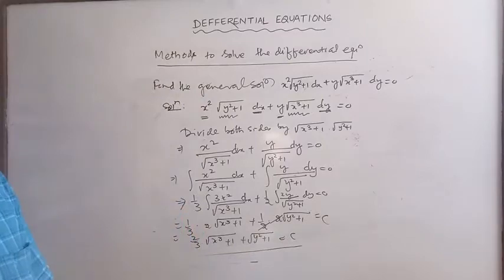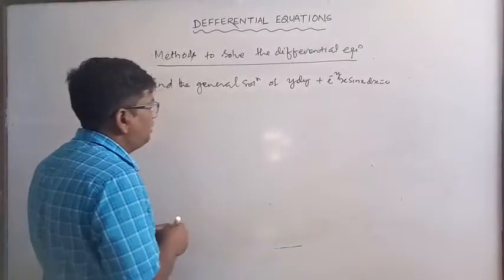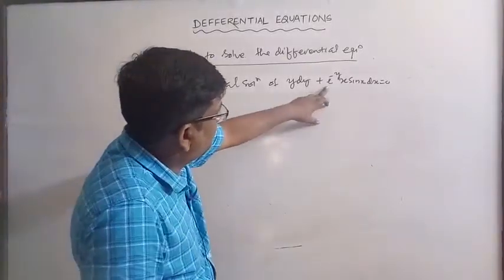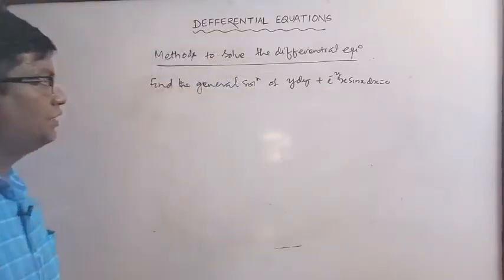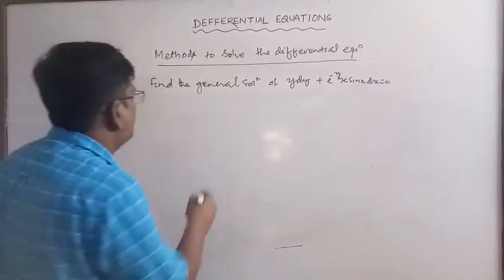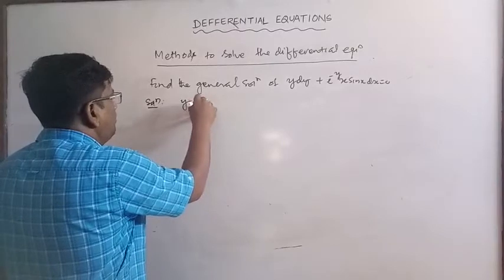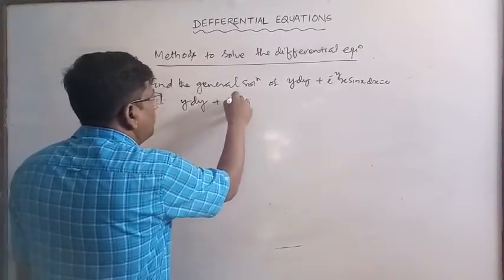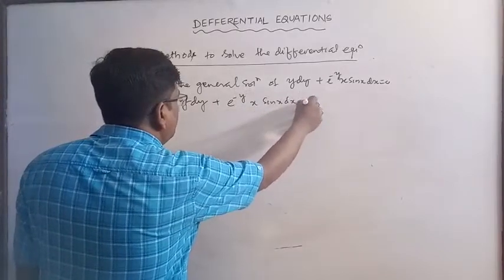Now another question. Now solve. Find the general solution of this: y dy e to the x y and sin x dx. Okay, this is the question. So the solution, the answer, is what? y dy e to the minus y, x into sin x dx is equal to 0.